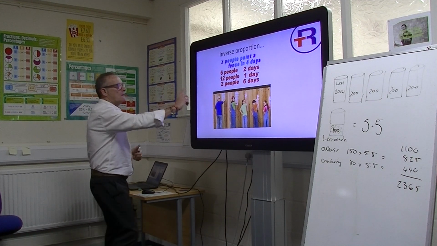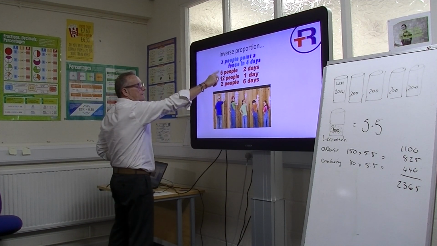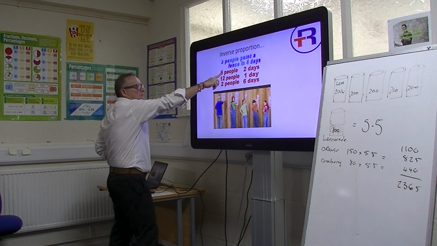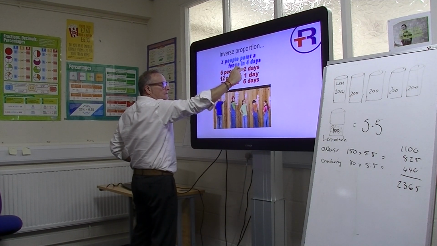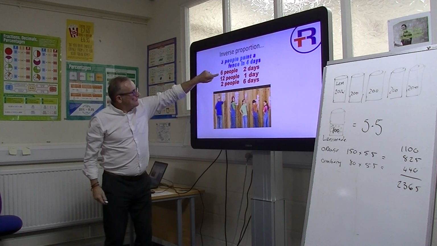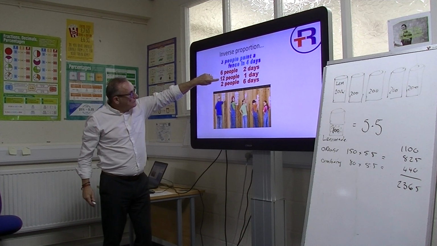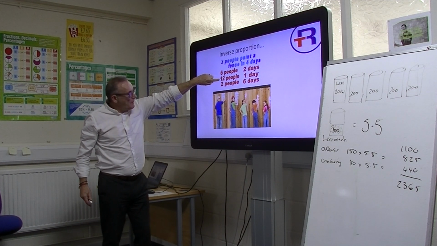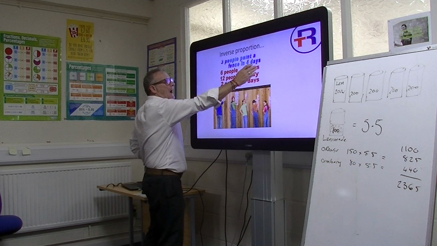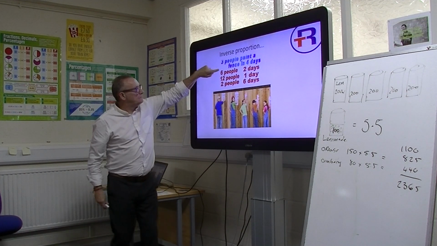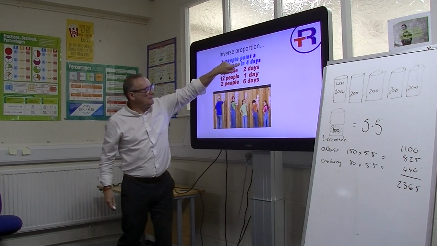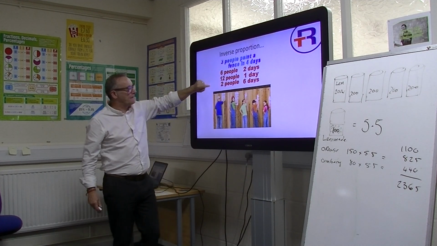So what happens here is, that number's doubled. 3 times 2 is 6. So on the opposite side, on the inverse side, that number is halved. 4 divided by 2 is 2. If you get 12 people, that's double the amount of people, so it's half the amount of time, doing the opposite to it, yeah? You're multiplying on this side, you're dividing on that side. Makes sense?